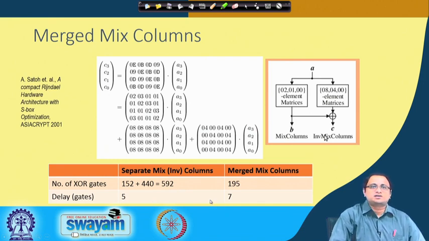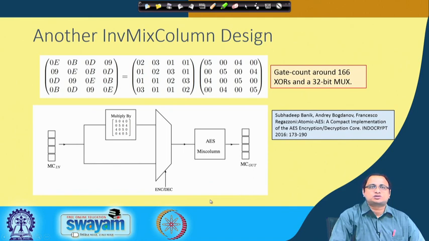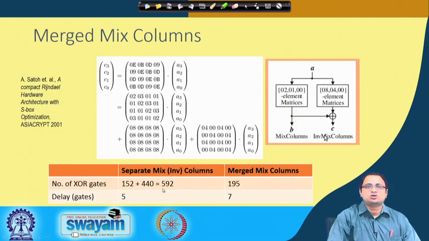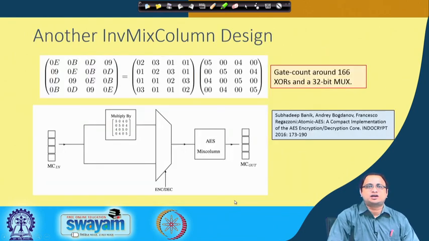There is another interesting approach which was proposed later on, where you factor this mixed column matrix. If you factor it, then one of the factors is the mixed column matrix, whereas the other one is as shown here. And this is again not very costly to implement. It turns out that this requires something like 166 XORs, and of course, there is a 32-bit mux. So, here you have around 195 units, and here you require around 166 XORs.